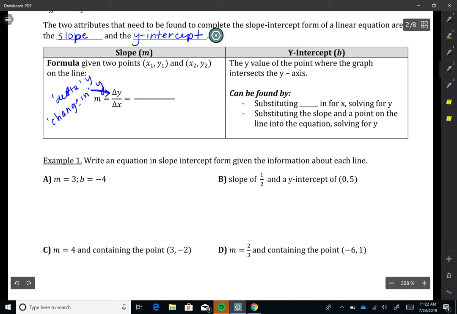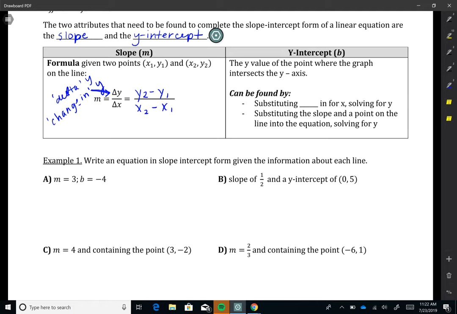Okay, and so to find the change in those two things, we subtract. We're finding the difference. And what we do is in the numerator, since it's change in y, we're going to take y sub 2 and subtract y sub 1. And then in the denominator, we are going to take x sub 2 and subtract x sub 1. Now, this should be familiar.